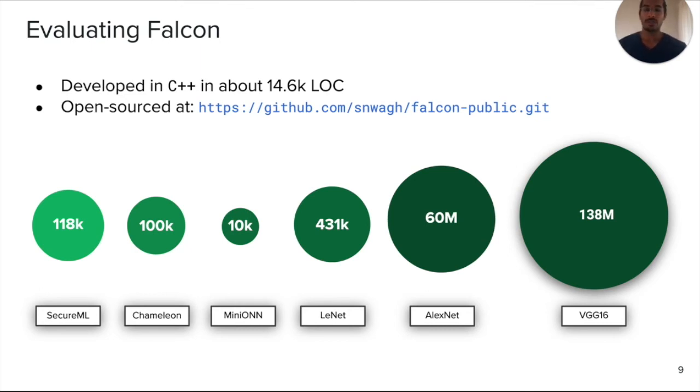The second one is we actually evaluated over a series of different neural network architectures. So we go all the way from simple multi-layer perceptrons such as SecureNN, where the values in these boxes are the number of parameters these networks use, to some CNNs such as MiniONN, LeNet, and then all the way to large networks such as AlexNet and VGG16. So these contain tens or hundreds of millions of parameters.